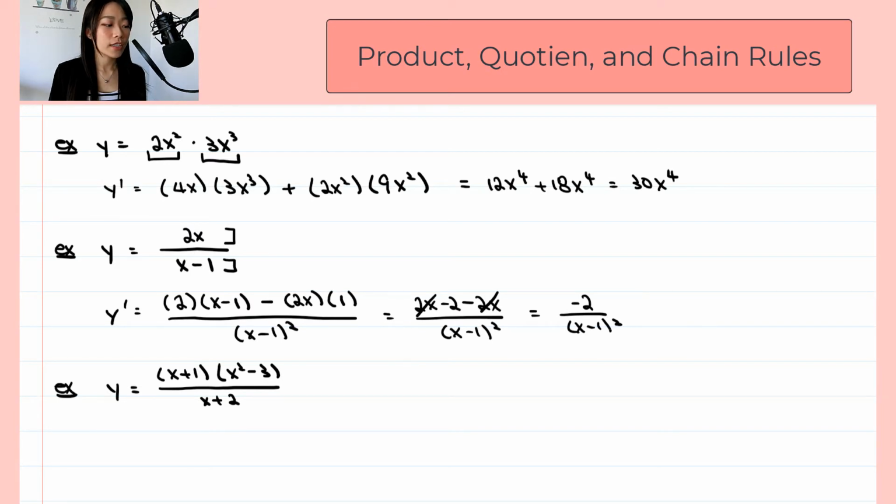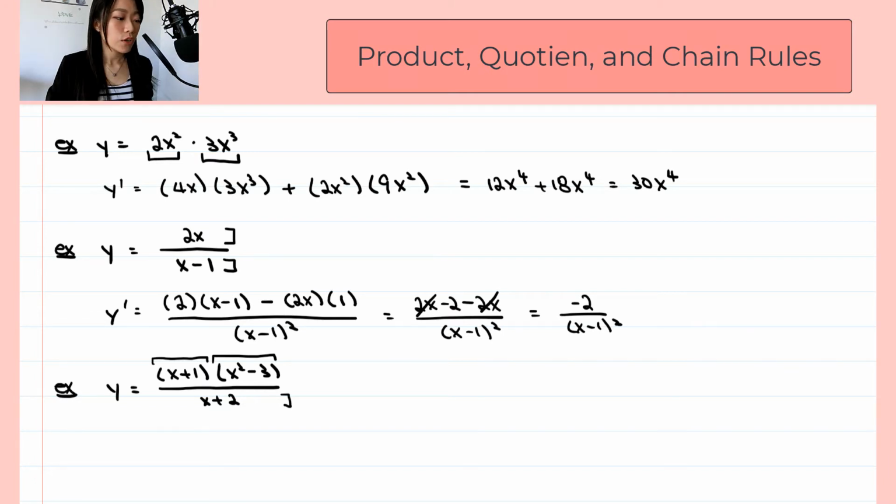And then the third example, y equals x plus 1 times x squared minus 3 over x plus 2. So in the numerator, we have a function of x times a function of x, and the denominator is another function of x. So here we need to use the product and quotient rules. You can actually look at this function in different ways.